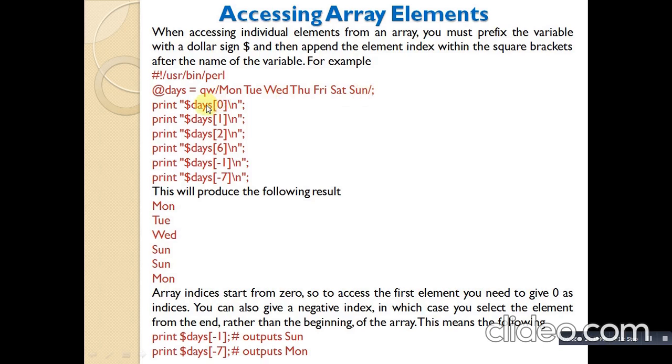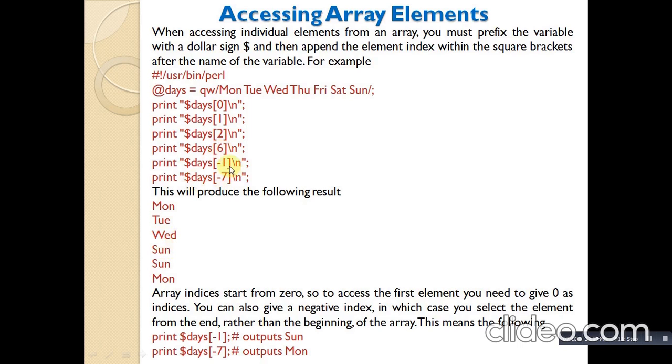Days is an array variable which holds Monday, Tuesday through Sunday. All the values are there in days, but it stores Monday in index value 0 and Sunday in index number 6. Now in this example we are using some print statements to print days of index 0, that is Monday, days of index 1, that is Tuesday, days of index 2, that is Wednesday, and days of index 6, that is Sunday.